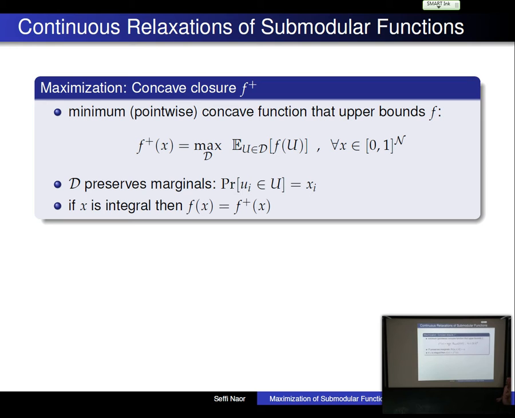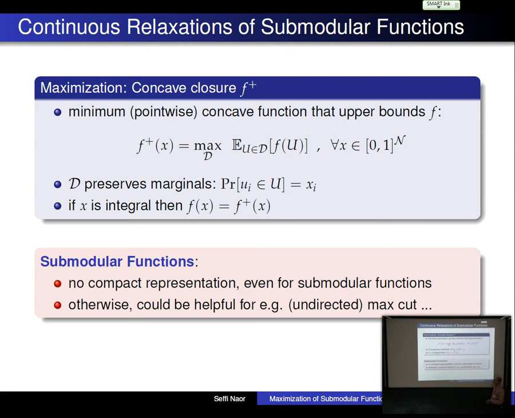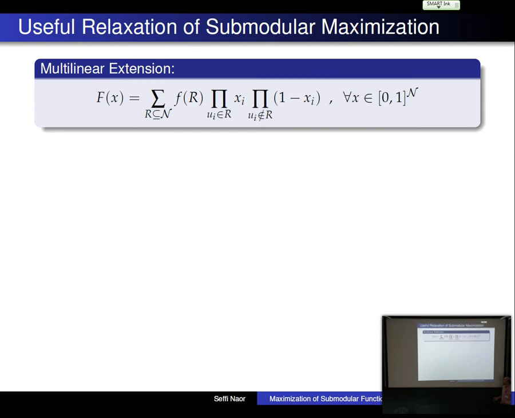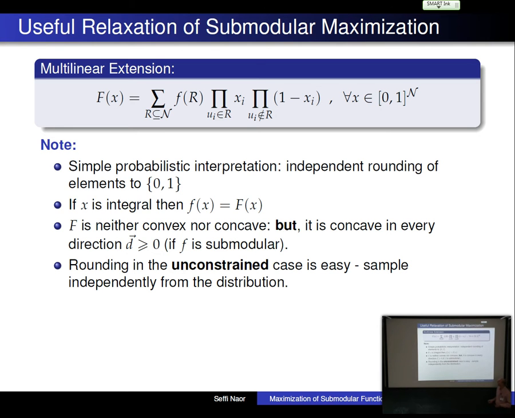Unfortunately, when we do the analog for a maximization problem, we need the concave closure of the function. Unfortunately, maximization problems, even the basic unconstrained version, are NP-hard, and the concave closure doesn't have a nice structure like we saw before for the convex one. So instead, we're going to use what's called the multilinear extension.